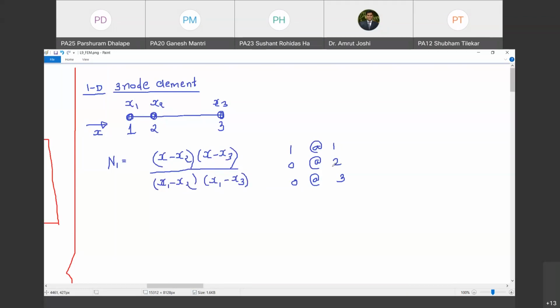Type your response in chat box. Yes. Okay. So n1 is equal to this one. Can you tell me, look at this and tell me what should be n2?